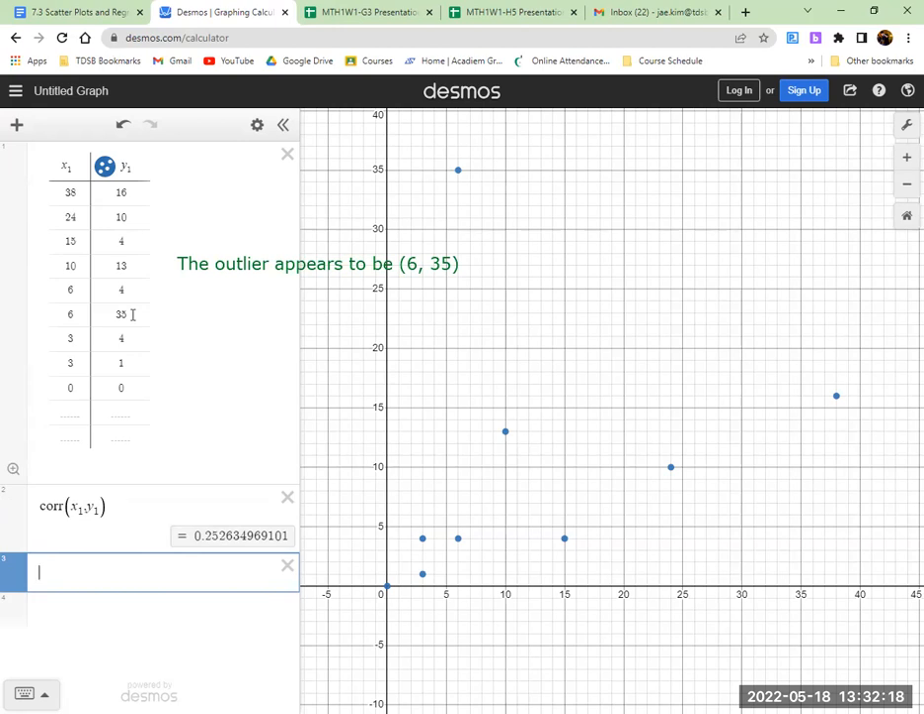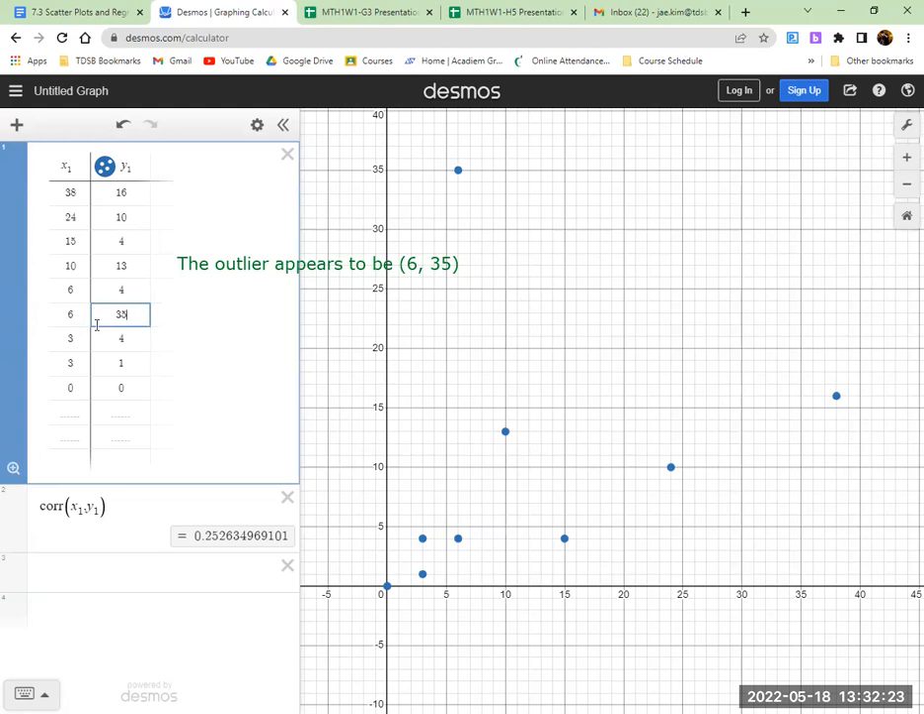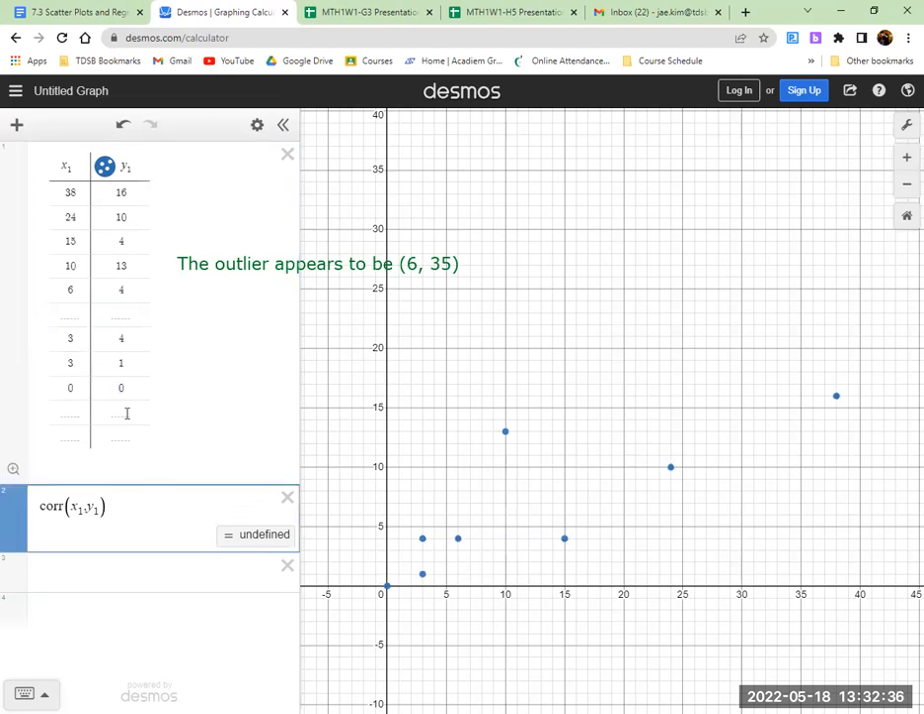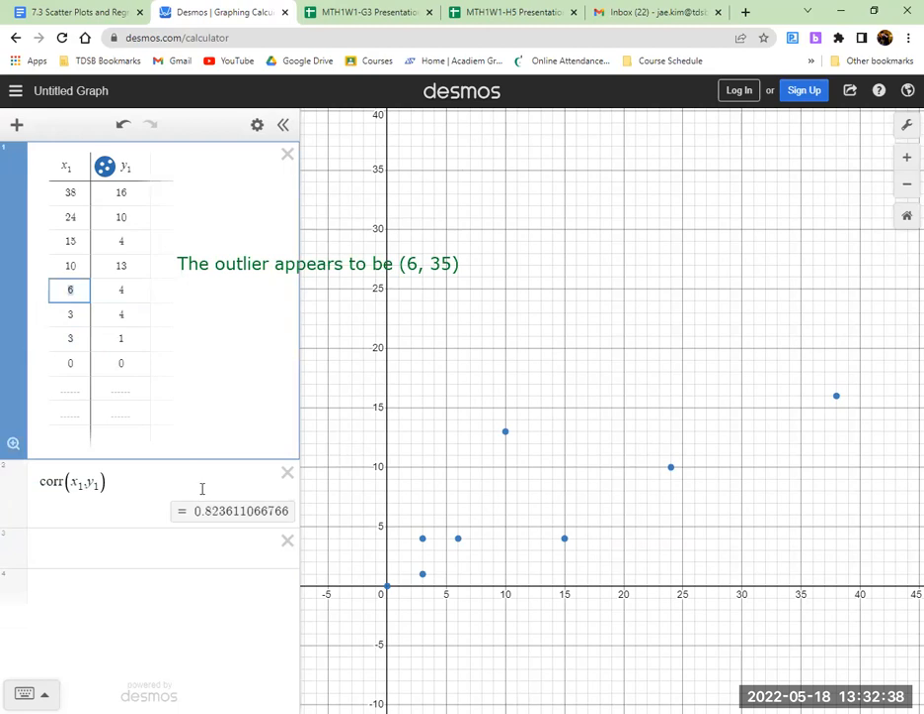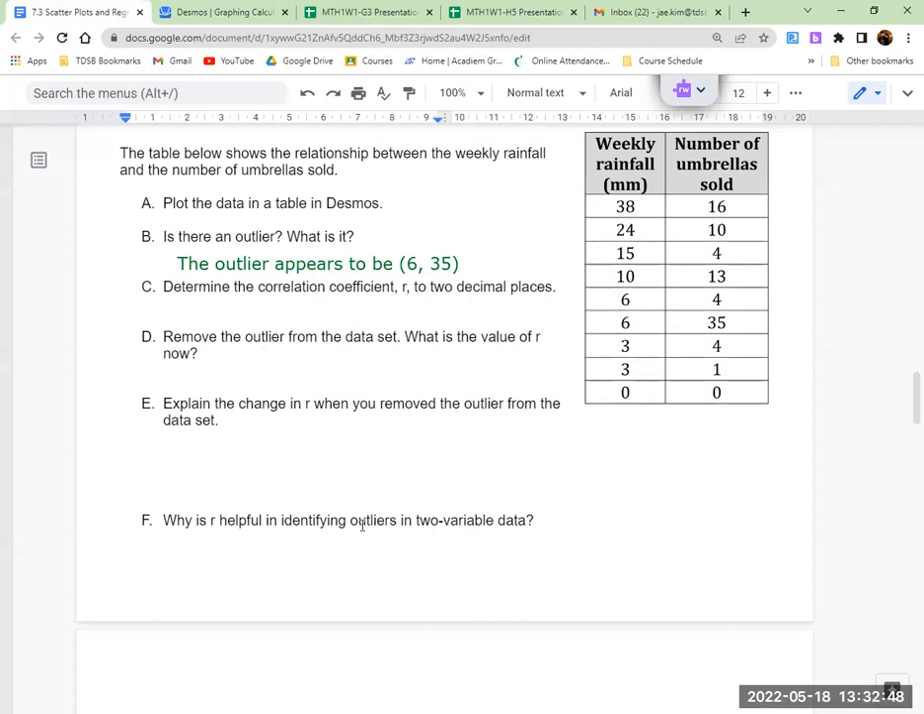So let's try to erase what we identified as our outlier. So I'm going to erase the 35 and the 6. Oh, I need to actually erase all of this. Oh, perfect. And bam, from a 0.25, it became a 0.82. It became absolutely a strong positive just because we got rid of 1. That means it has to be an outlier, right?